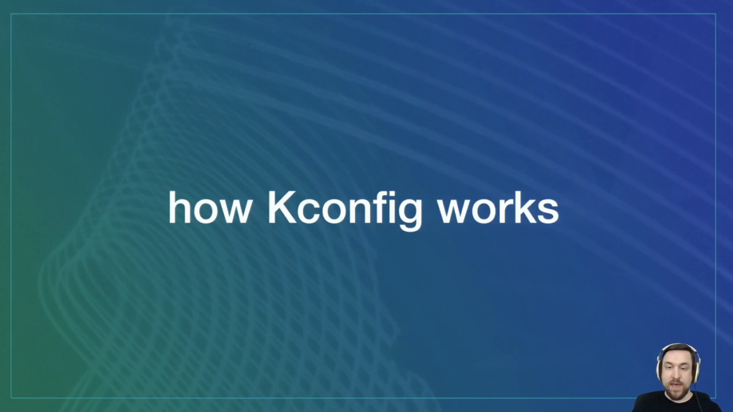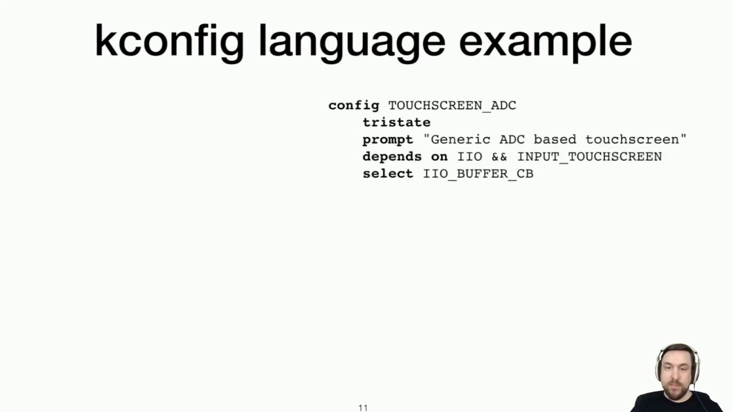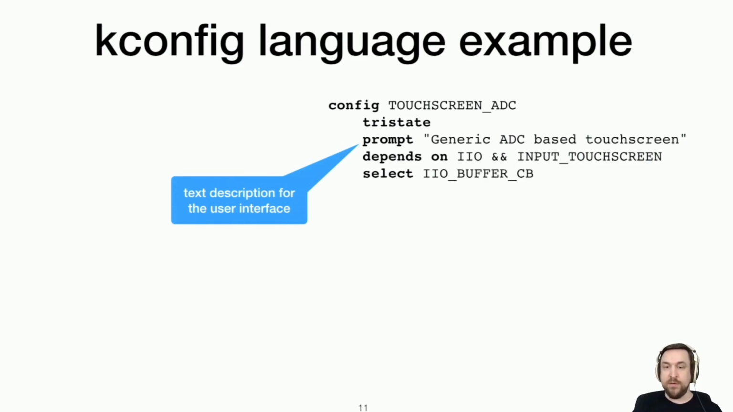So let's first take a look at how this config language and system works. Here's an example of a configuration option defined in a recent version of the Linux kernel. It first declares the name of the option, in this case, touchscreen ADC. It declares it to be a particular type, in this case, tri-state. And tri-state just means it's either turned on, turned off, or turned on to be included as a loadable kernel module at runtime. There's also a prompt, which contains a textual description for the user of, say, menu config or a command line based tool.